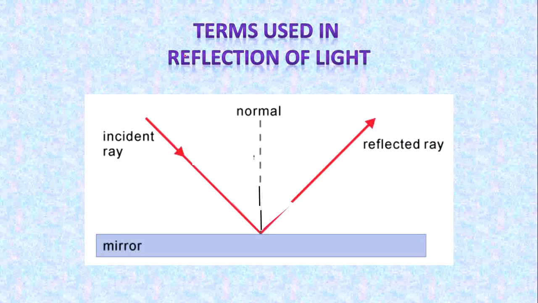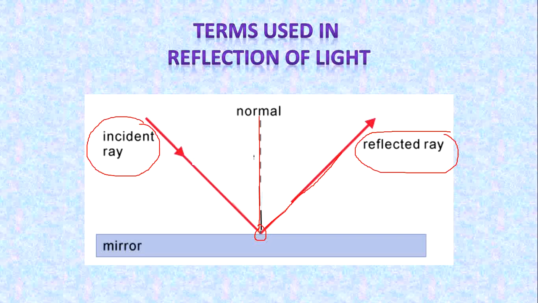Next are the terms used in reflection of light. We can see the ray of light fall on this mirror. This ray of light is known as the incident ray. After falling on this mirror at this point, it is sent back to the same medium, and this ray is known as the reflected ray. And if I draw one perpendicular at this point, this is known as the normal. So the ray which is falling on the mirror is the incident ray. The ray that is bouncing back from the mirror is the reflected ray, and the perpendicular is known as the normal.